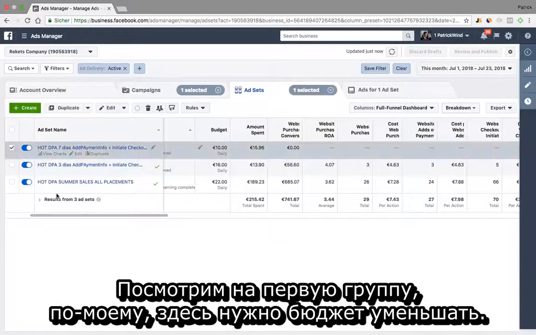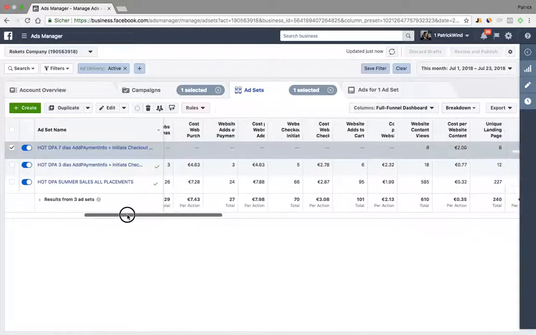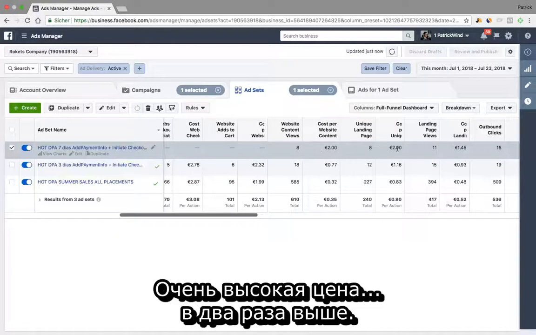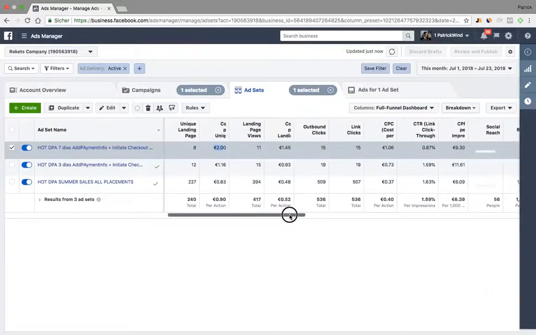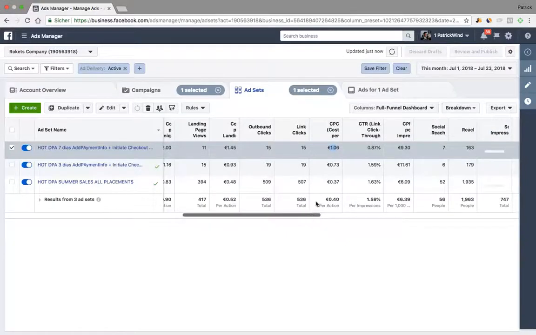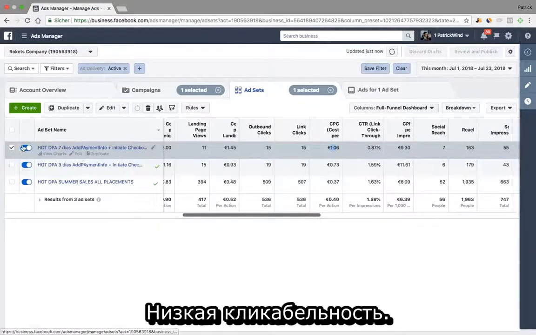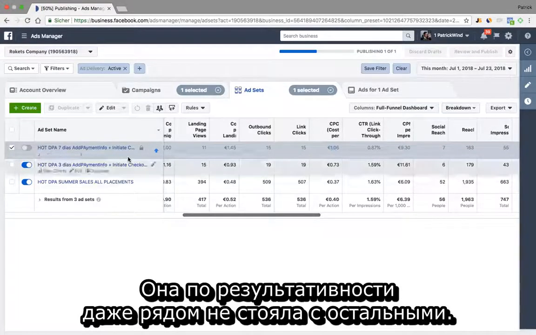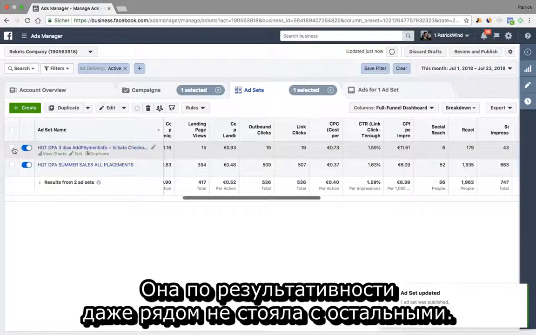Let's take a look at the first one. Should we probably decrease the budget? Well, content views, oof, very high. Landing page view, double. Okay, cost per click 3 times higher. Low click-through rates. I would turn this one off because it didn't perform nearly as well as the other ones.